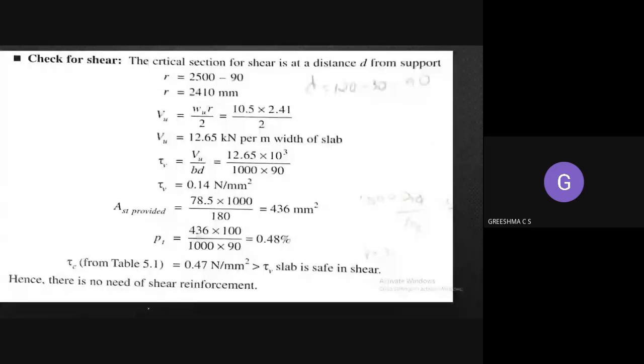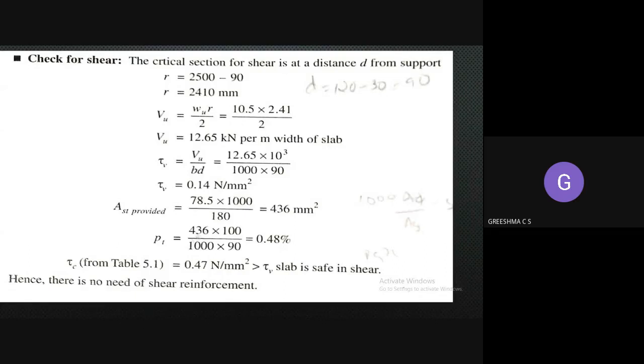Now coming to the last step, that is you have to check for the shear. For checking the shear, you will be needing IS 456. Now let's see. The critical section for the shear is at a distance of d from the support. So always you can say that the critical section occurs at a distance of d from the support. You can note this.